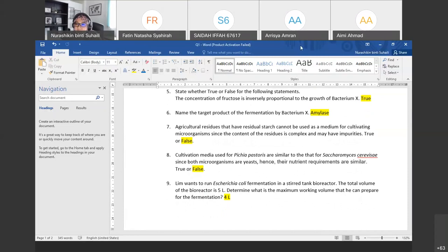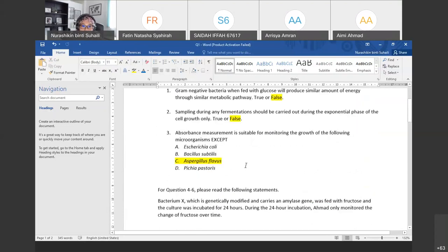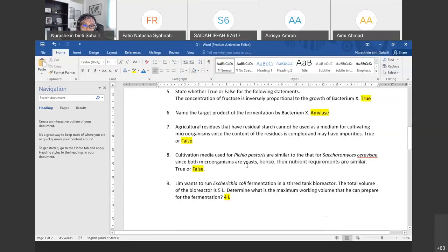Otherwise, boleh, eh? Any questions so far from question 1 to question 7? Anything you might want to add, perhaps? You want to ask? Guys? No, doctor. No? Okay.